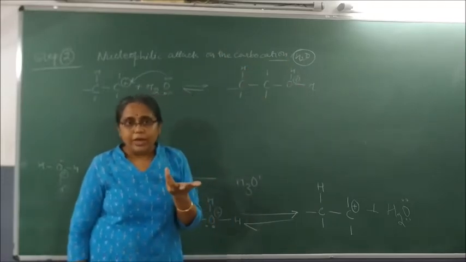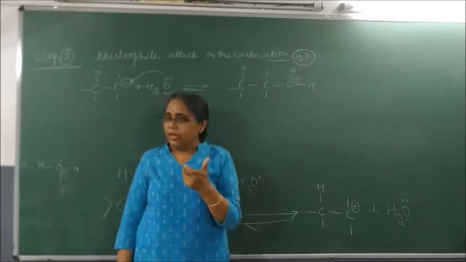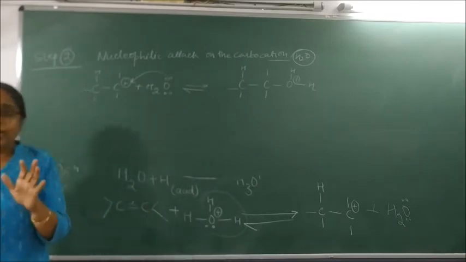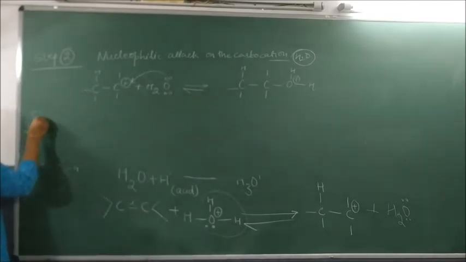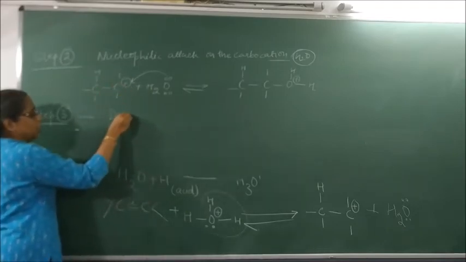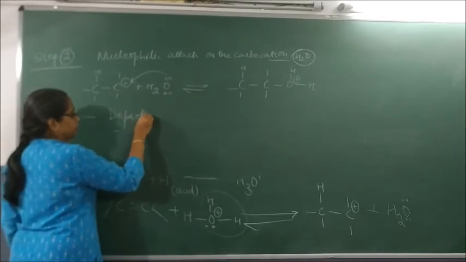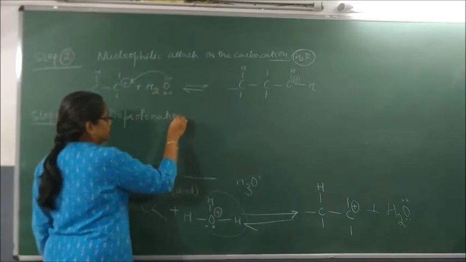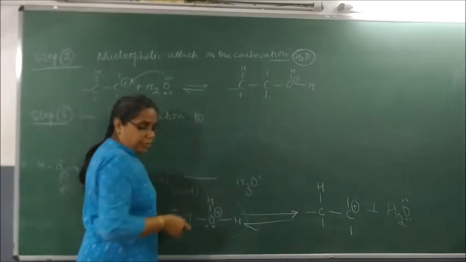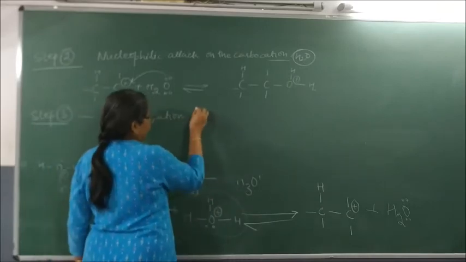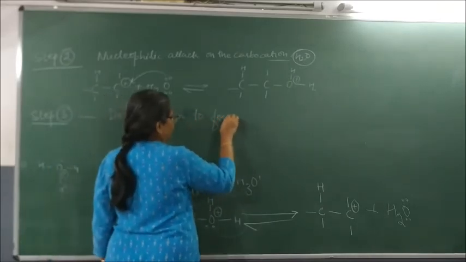I do not require that H. What is H called as? H plus called as proton. I do not require that proton. So what will be my step 3? Deprotonation. I don't want that proton. I want to give that proton. So deprotonation to form an alcohol.